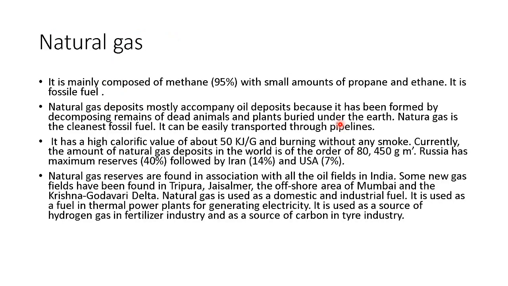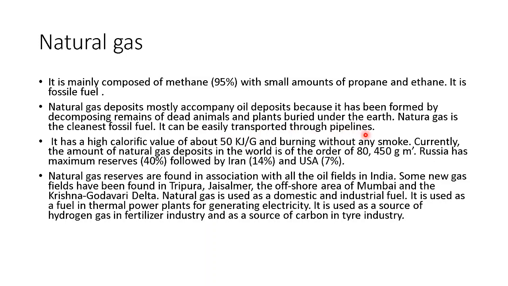Now, another form in which conventional energy resources are available is natural gas. It is mainly composed of methane, with a small amount of propane and ethane. It is a fossil fuel. Natural gas deposits mainly accompany oil deposits because it has been formed by decomposing remains of dead animals and plants buried under the earth. So natural gas is the cleanest fossil fuel and it can be easily transported through pipelines.